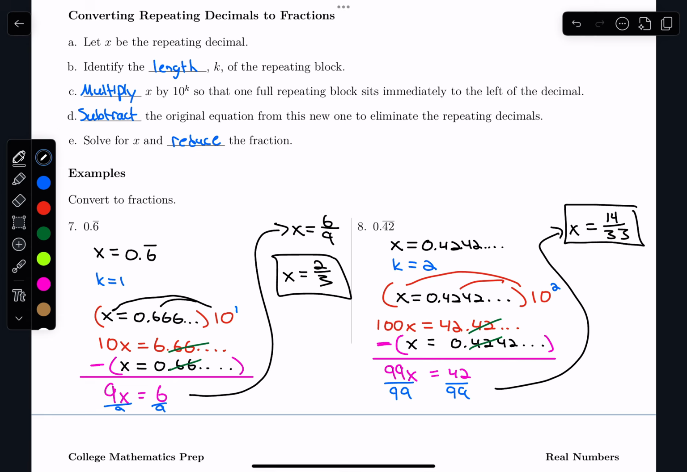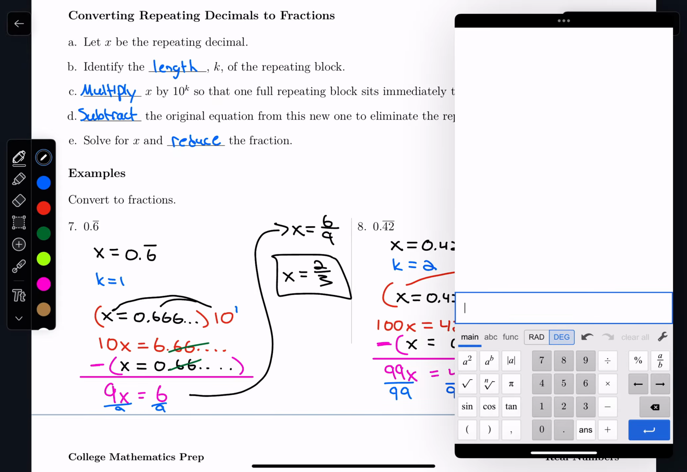So now, do you believe me that 0.42 repeating is 14 over 33? Let's give it a try. 14 divided by 33. See all those 4 2's? All right, so I do not lie.